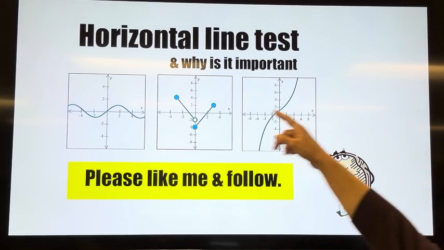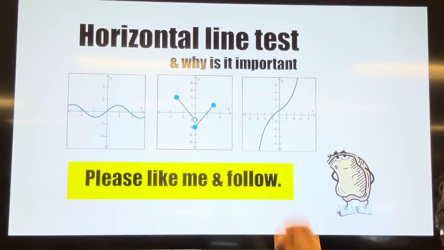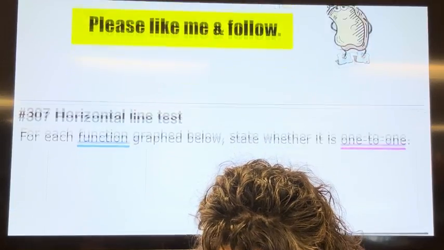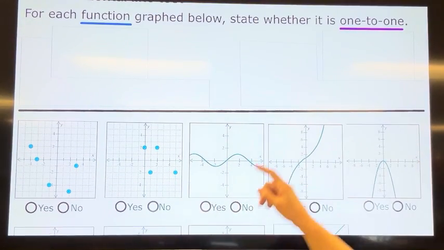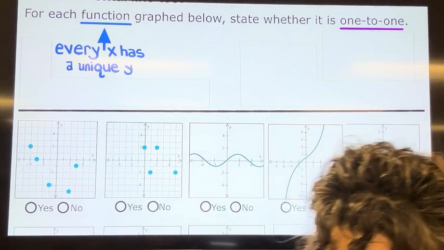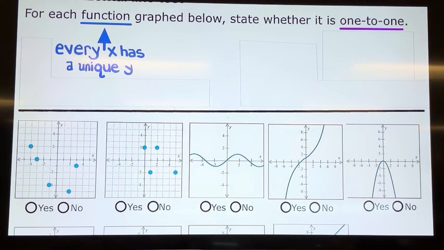We're going to perform the horizontal line test and then talk briefly about why it's important. It's very similar to the vertical line test that you're used to. So let's start off with a couple things. We've got a function. Every one of these is going to be a function. The reason we know that they are functions is because every x has a unique y.